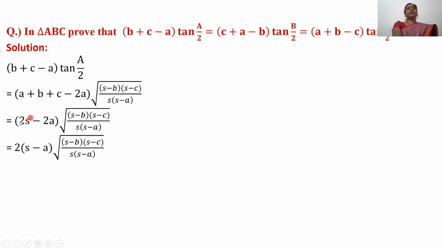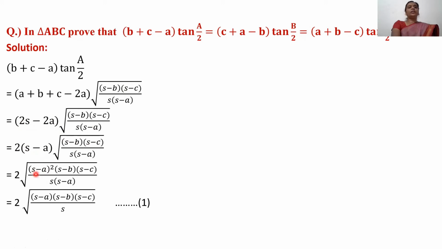Then in the next step you take 2 common. After taking 2 common, here remains S minus A and the remaining under root S minus B, S minus C divided by S into S minus A as it is. Now you take this S minus A inside the bracket. If we take S minus A in the bracket, that will be S minus A square. Now one of the S minus A gets cancelled with this S minus A. And what remains is 2 times under root S minus A, S minus B, S minus C divided by S. Okay. Treat this as equation 1.